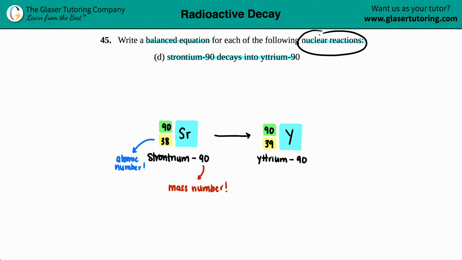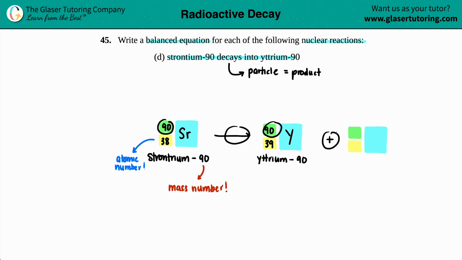If we're dealing with nuclear reactions, we gotta have some type of particles. Now, if we are decaying, generally speaking, whether this is going to be alpha decay, beta decay, whatever it is, your particle, that's what makes it a nuclear reaction, is on the product side. So I know that I'm going to have some particle that was emitted. Let's find out what that particle is to make this equation balanced. Well, 90 equals 90 plus, what number would be here? Yeah, it's a 0.